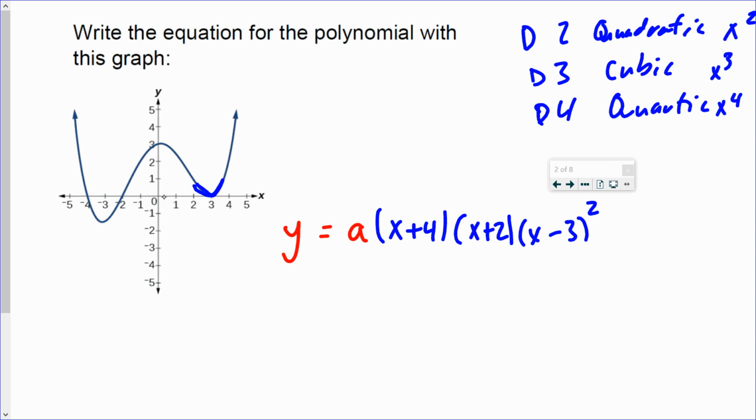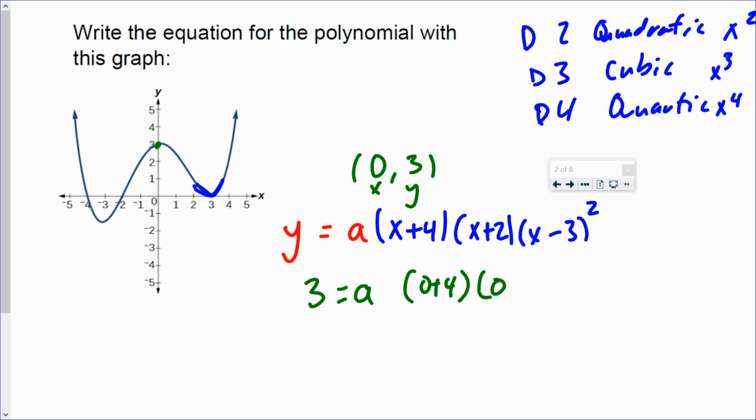So all I have to do is pick a point. A lot of times we'll give you the coordinate, and we want to pick an exact one. We'll say this goes through 0, 3, but that means the x is 0 and the y is 3. So I go 3, and plug it in. 0 isn't too bad. So I get 3 equals, I get 4 times 2 times 9. So I get 36, 72. Okay. I divide that by 72 to get a.